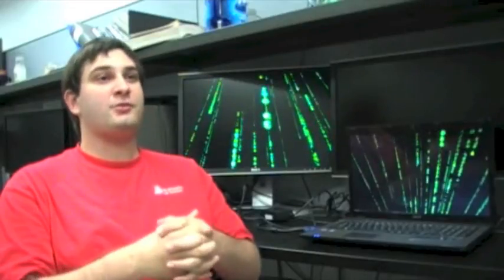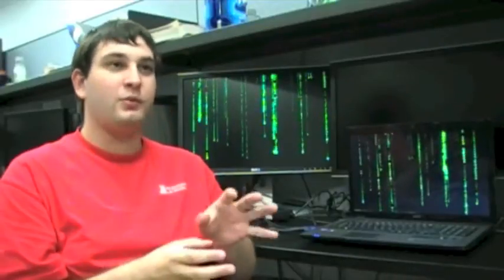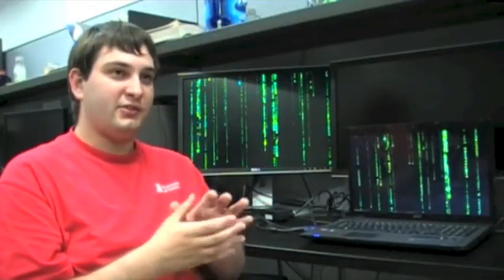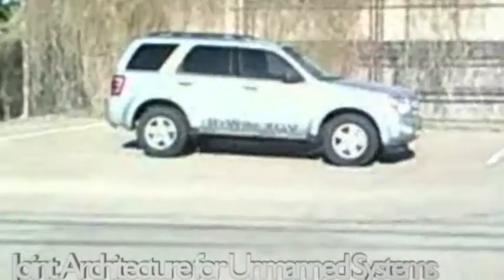Hello, my name is PJ Morley, and I worked on the ROS to JAWS project. The Robot Operating System is an open source platform. It's used by people all over the world, and there's a lot of access to it. JAWS, on the other hand, is a Department of Defense standard, and while it's pretty robust, it's not very common.